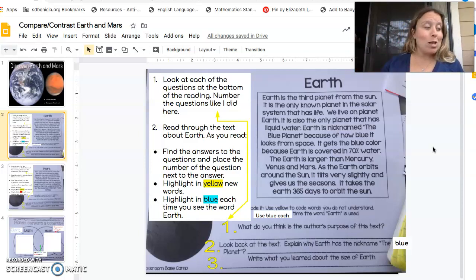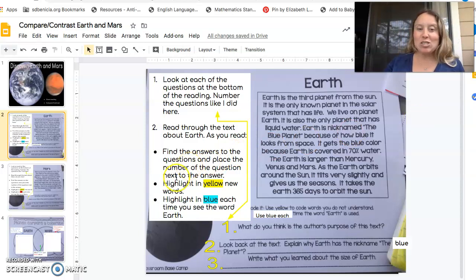Now, word of note, please use complete sentences. So I don't want to see "the size is big." I want to see, "I learned that the size of Earth is blank," or "the size of Earth is blank." Each of those is a correct sentence.